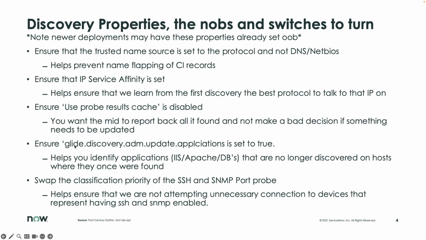Oh, sorry folks, forgot one. glide.discovery.adm.update_applications. Now, grab this and search the docs page, because you'll find it in a chart around what the details are. But bottom line is what it does, it helps make sure that your application table, CMDB CI APPL, is updated to the last discovery.